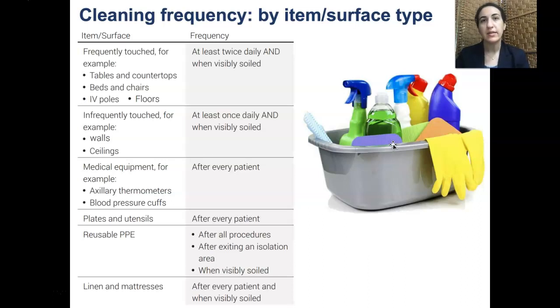The frequency of cleaning surfaces in a particular area or department depends on how frequently or infrequently they are touched and the amount of body fluid contaminating the surfaces. Frequently touched surfaces, or high-touch areas such as tables, countertops, IV poles, beds, chairs, and floors, should be cleaned at least twice a day and when visibly soiled. Infrequently touched or low-touch areas, such as walls and ceilings, should be cleaned once a day and when visibly soiled.